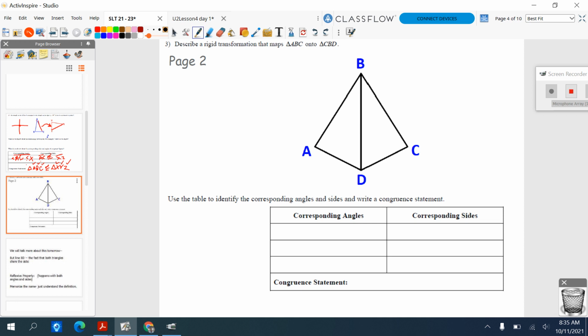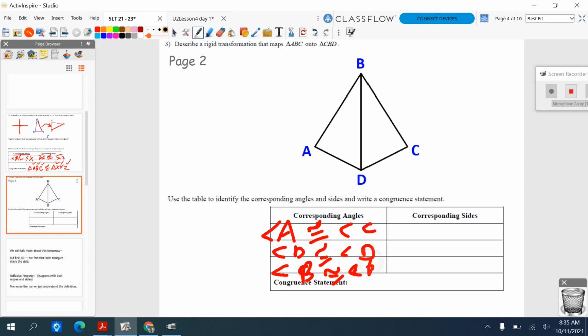So in this problem, the corresponding angles would have been angle A. Notice I'm not writing the measure of angle A because we're talking about angle A itself is congruent to angle C. Angle D is congruent to, so this is where some of you might have been like, I don't know what to do here, but angle D is actually congruent to angle D in the new one. And angle B is congruent to angle B.